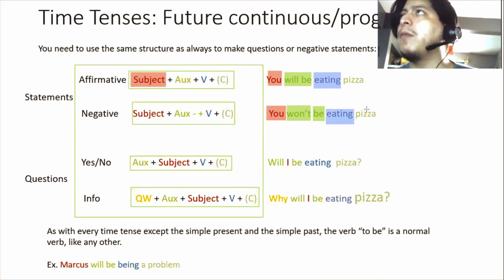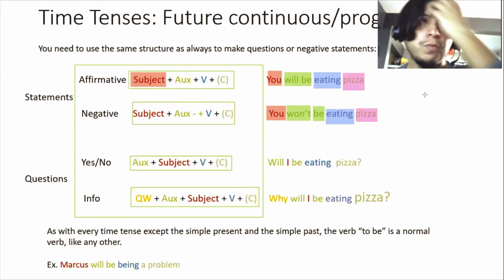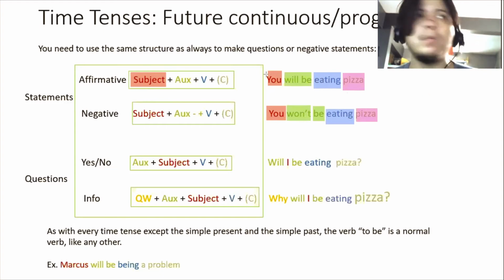And then we have a complement, pizza and pizza. I will be eating pizza, you will be eating pizza, you won't be eating pizza. What is the meaning of this? At a certain point in the future. Tomorrow, you won't be eating pizza. Tonight, you won't be eating pizza. You won't be in the middle of doing that.